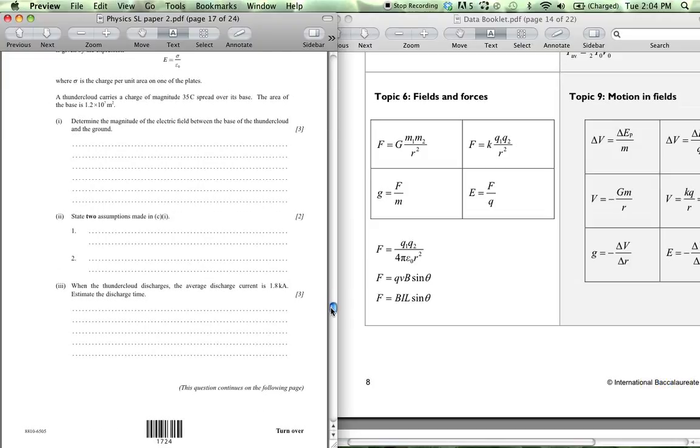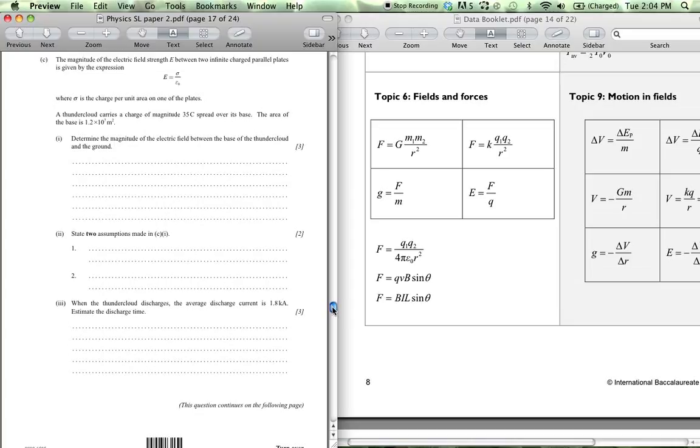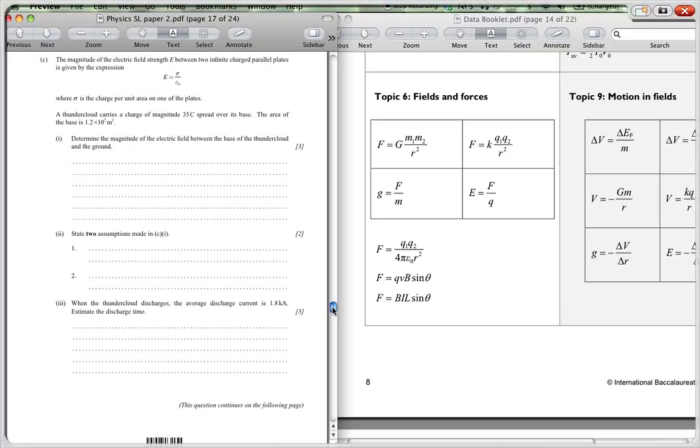It then says the magnitude of the electric field E between two infinitely charged parallel plates is given by the expression here, that E is equal to sigma over epsilon naught, where sigma is the charge per unit area on one of the plates. The thundercloud carries a charge of magnitude 35 coulombs spread over its base. The area of the base is 1.2 times 10 to the 7 meters squared.